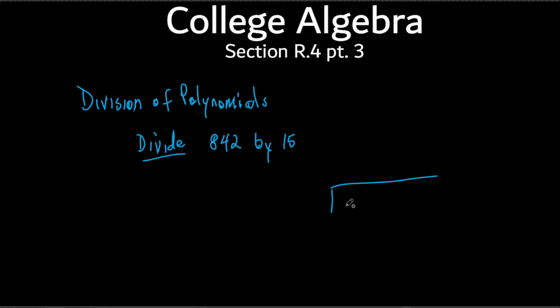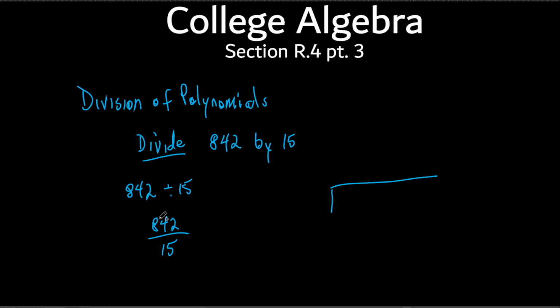All right, so which one goes in the box right here? The 842, we're dividing by 15. If you want, you could look at it like this as well. 842 divided by 15. There's another way to look at it. You could say 842 divided by 15 like this. Would you agree that they're all the same thing?